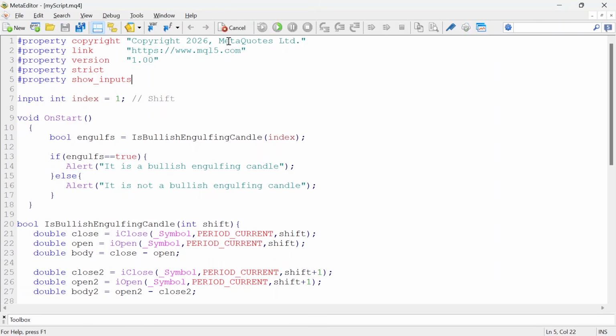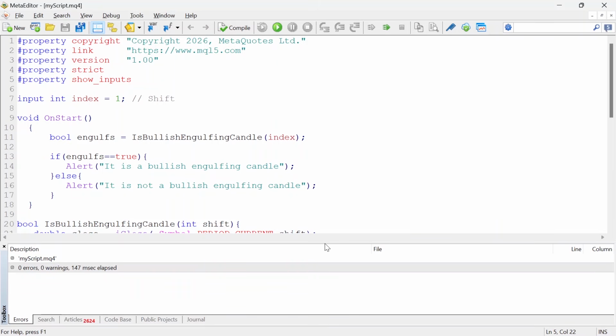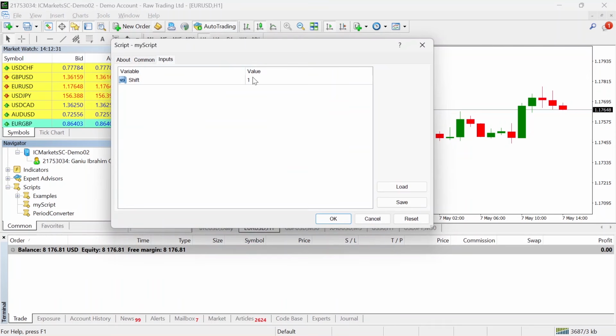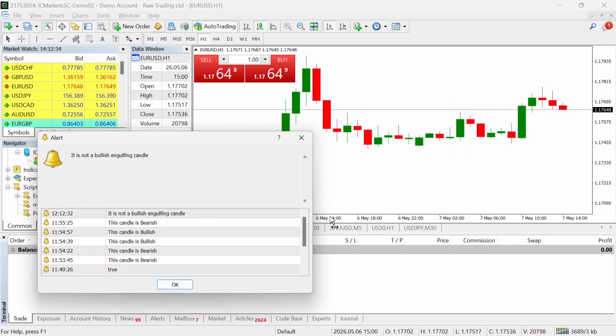So I'll just save and I'll compile. Let's make sure that we do not have any error. Of course, we do not have any error. So now let me launch this. By default, we will be on index 1. So let's quickly try that. It's telling us that it is not a bullish engulfing candle.